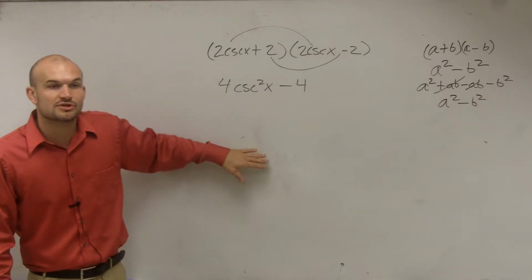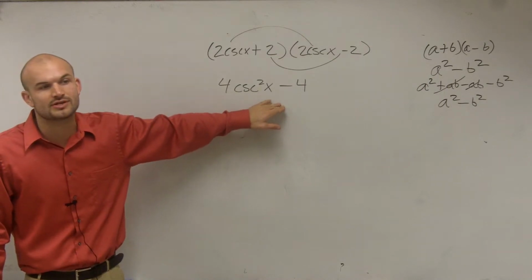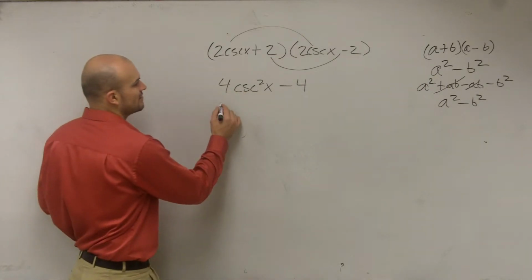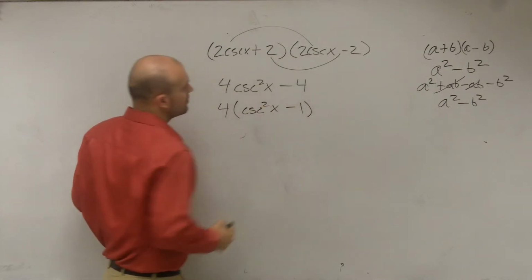Well, if I look at these two terms, I could look into factoring. What could I factor out of these two terms? And you could say they both share a 4. So you could factor out a 4. Then you're left with cosecant squared of x minus 1.